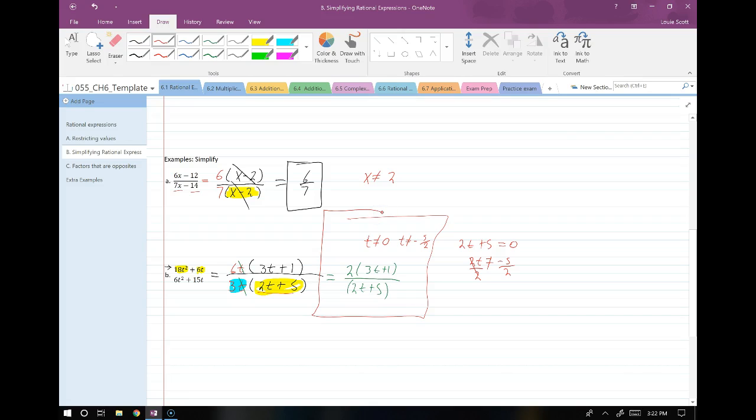Okay, any questions so far? Do you guys see how these are so similar to regular fractions? We just noticed that this stuff in the numerator is equal to some number, so we factor it out, just like we did with the 24 in the beginning. We factor it out as much as we can, we cancel what we can, and then we're done.